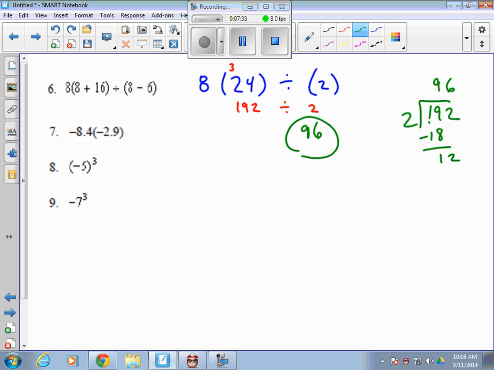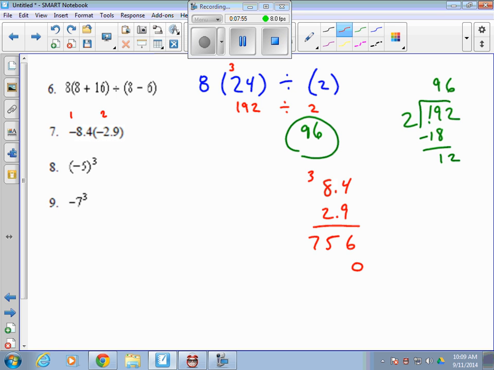Number 7, you are multiplying. This is the last section we did. Multiplying 2 negative terms. That's an even amount. Even amounts means it's going to be positive. So you simply multiply 8.4 and 2.9 and keep the positive value of that. 9 times 4 is 36. 9 times 8 is 72, plus the 3 is 75.